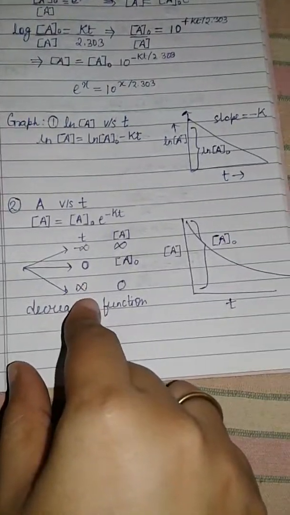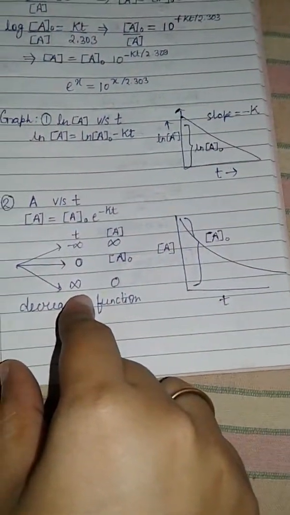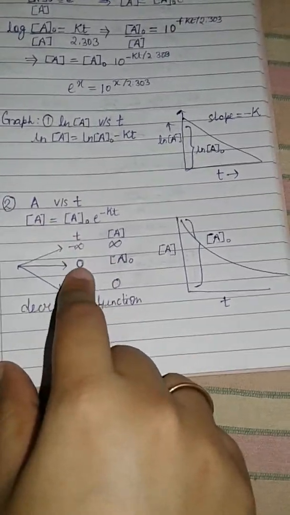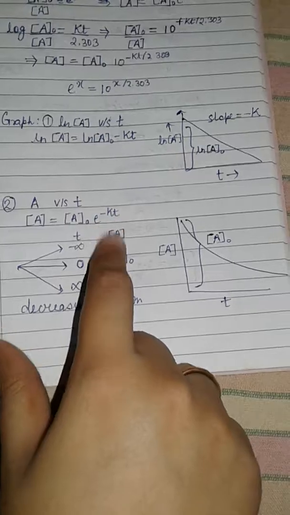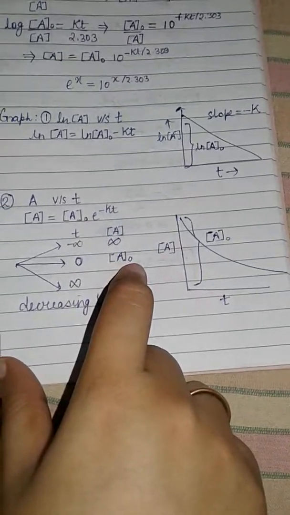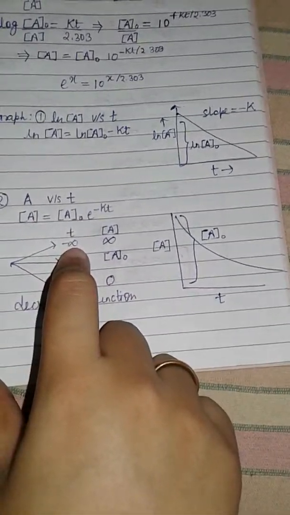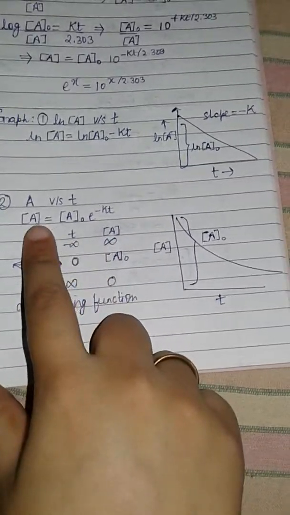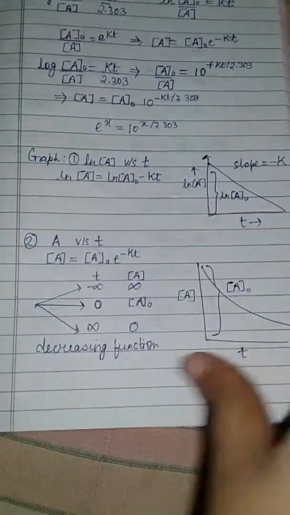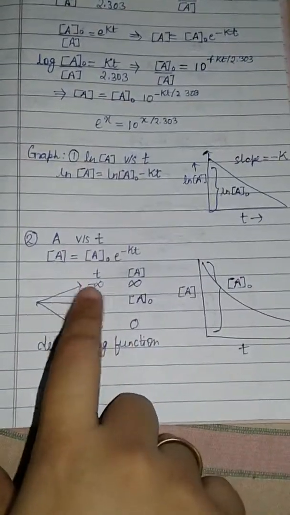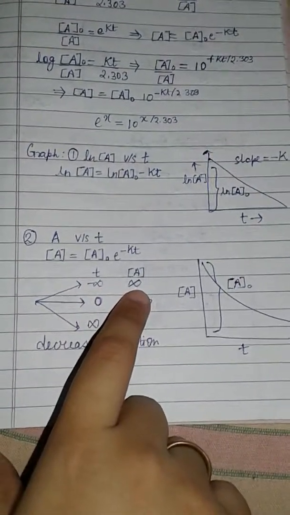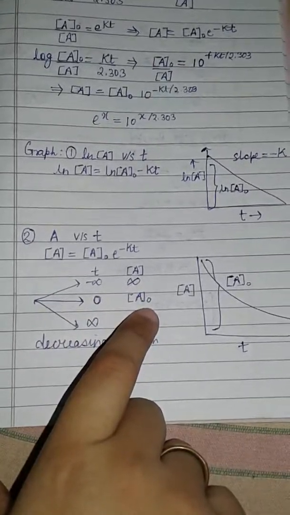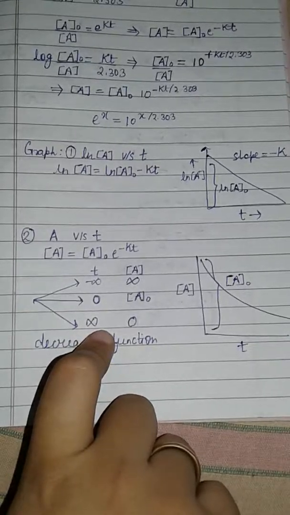If we put t as infinity, then we get 0 concentration. If we put t as 0, we get a naught, and if we put t as minus infinity, then a will be infinity. So it is a decreasing function. When we put t as minus infinity, then a will be infinity. When we put 0, then a will be a naught. When we put t equal to infinity, we get 0.